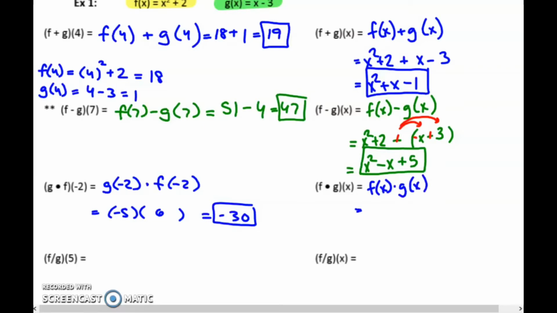Okay, well f of x we said is x squared plus 2, g of x is x minus 3, and your favorite four-letter acronym, FOIL: first, outer, inner, last. Let's go through that quickly. It's going to be x squared times x is x cubed. x squared times negative 3 is negative 3x squared. Inner, 2 times x is 2x. And last, 2 times negative 3 is negative 6. Notice here, no terms to combine, so that's just what we get.